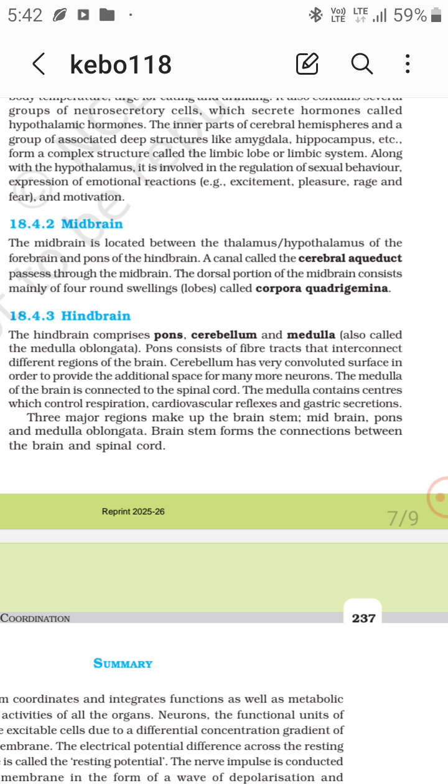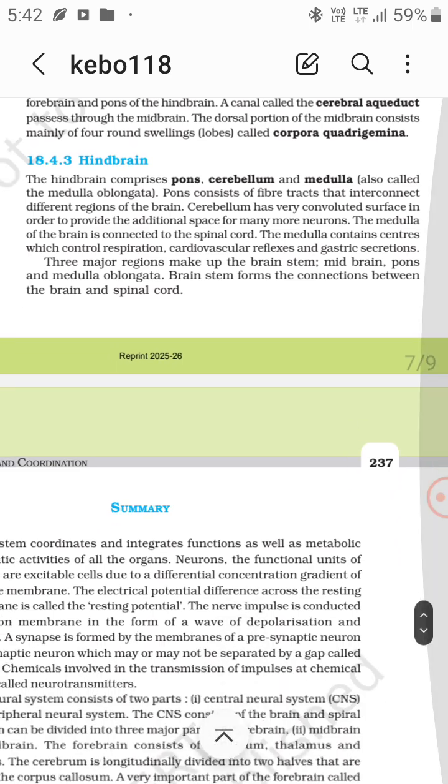Now the brainstem. The brainstem contains the midbrain, pons, and medulla oblongata, so two parts of the hindbrain except the cerebellum. The brainstem forms the connection between the brain and spinal cord.